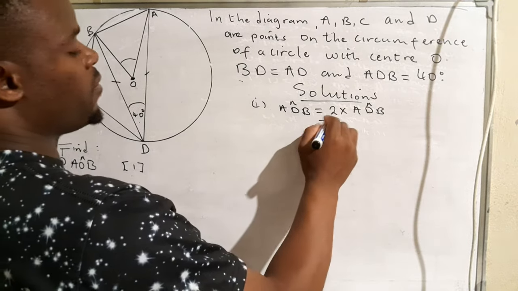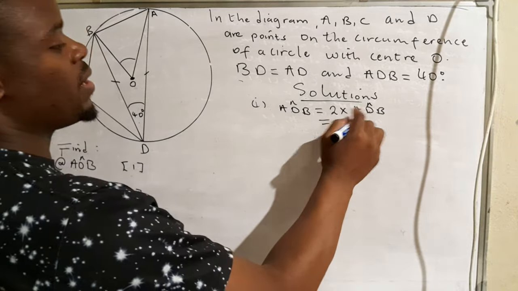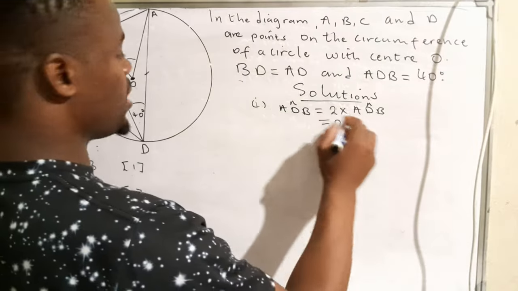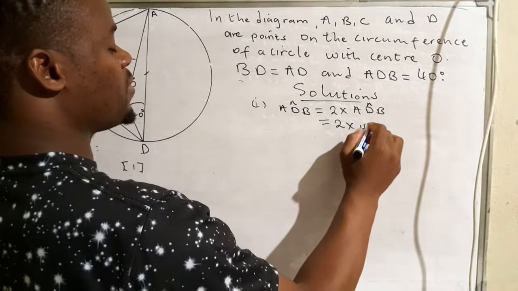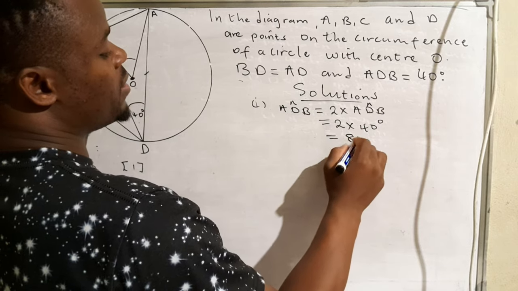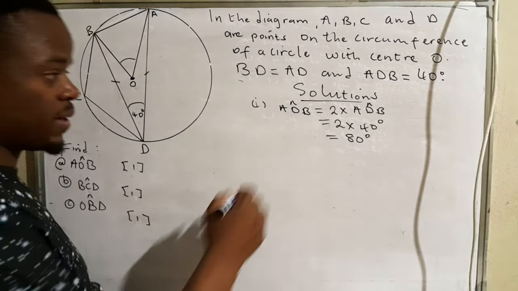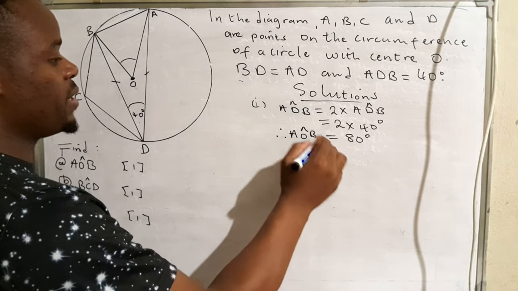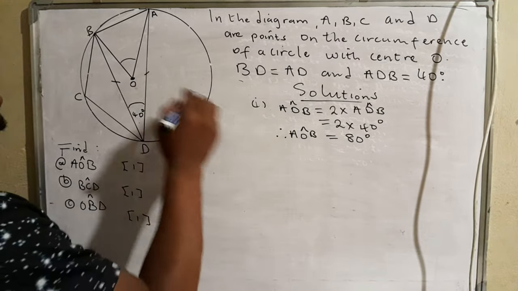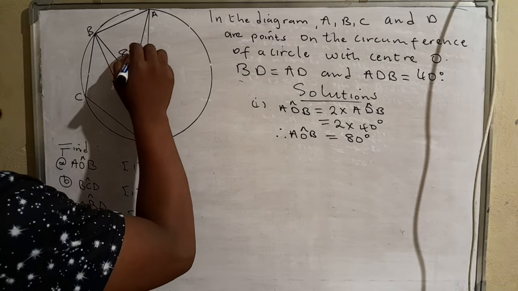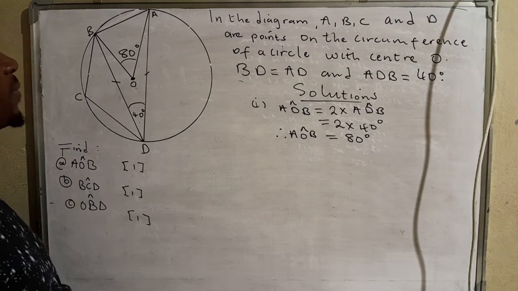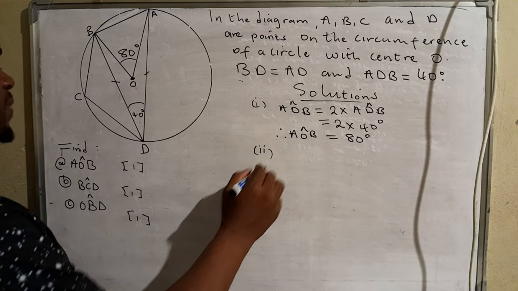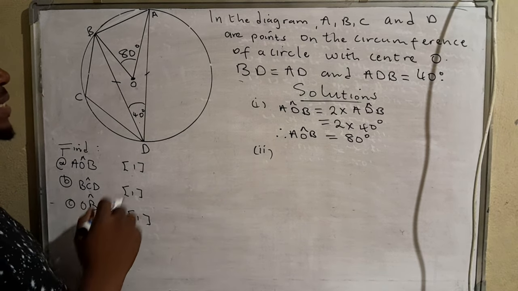So here we go. We can write 2 times angle ADB. ADB is actually 40, so that would be 80 degrees. So we said therefore, angle AOB is equal to 80 degrees. We can actually indicate that 80 degrees here. Right, so from here now, we need to move on to the second problem. The same, find BCD.